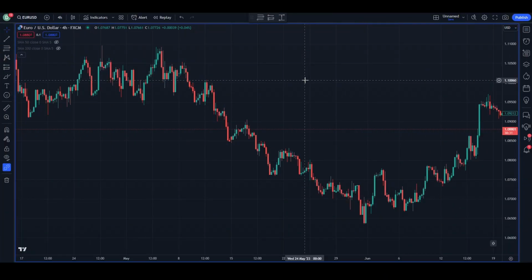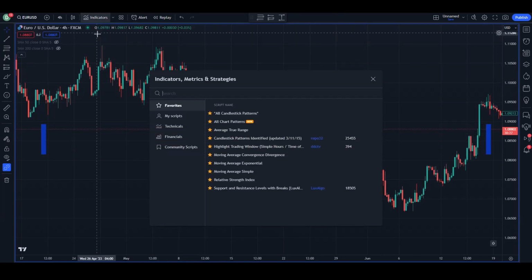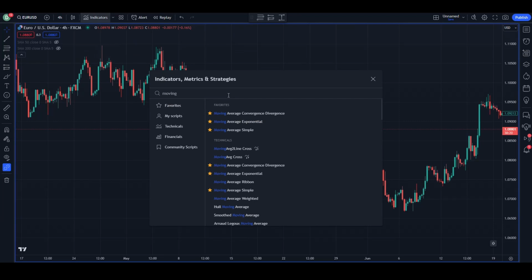Once you're on the chart, the first thing that you need to do is to add the moving average. You come over here to where it says indicators, you come to the search and you type in moving, and then average will appear. There are different types of moving averages, but today we're going to discuss the most commonly used one, which is the simple moving average. It's the one over here saying moving average, simple. You click it once and then you close this window.